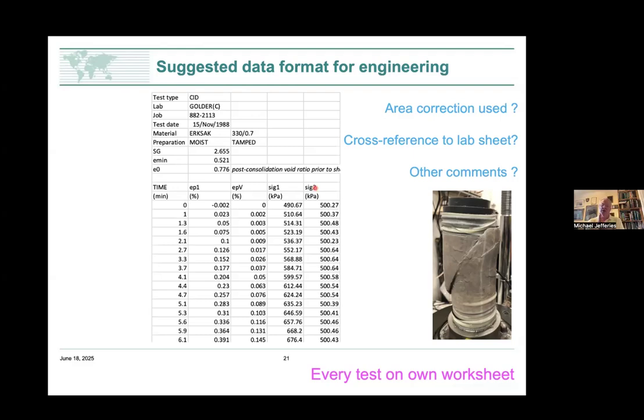My own style, shall I say, is I like every test on its own worksheet. So I build an Excel workbook, and I'll have test 1 on one sheet, test 2 on another sheet, test 3. You know, Excel allows you to do this very easily, and you can put the data there. They're quite small files. You can add comments, and it gets very readable.